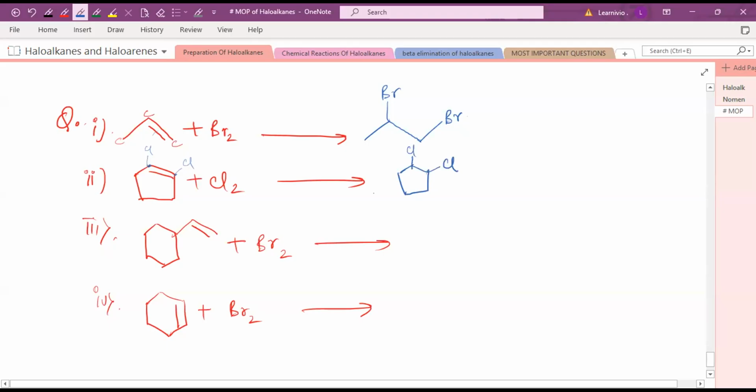Yeah, Marwa, tell me the answer of the third one. Yes, ma'am. First the double bond will be broken and then the Br will get added there. Yeah, so you will get one bromine here and one bromine here. This is the final product. Similarly for the fourth one, just break the double bond and one bromine will attach here and one bromine will attach there. Okay, so that's the final answer.